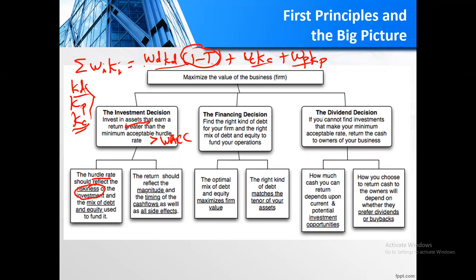Later on, guys, when we go to module 6 or 7, we're going to study this in greater detail and learn how to compute this. So that reflects the riskiness of the investment and the mix of debt and equity. The riskiness is because we have different costs for the different financing, and the mix is taken care of by the weights. Also, guys, the return should reflect the magnitude and timing of the cash flows.